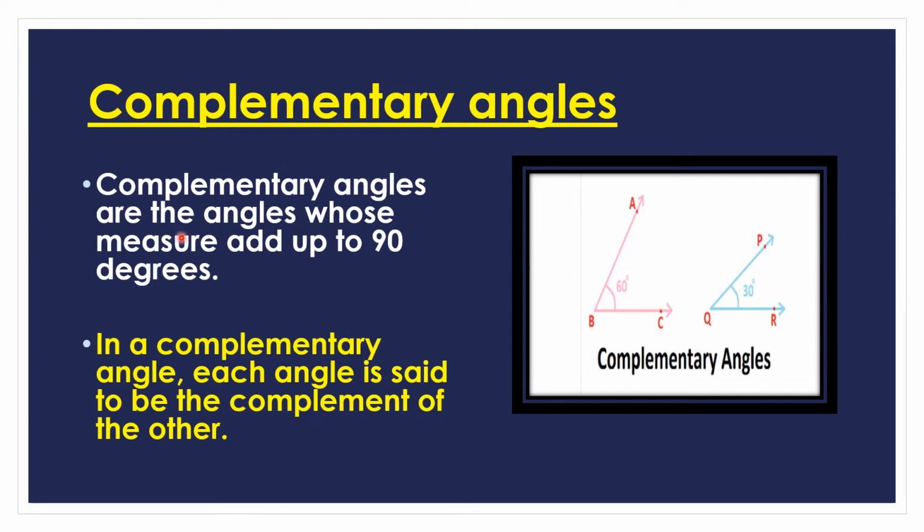Well, complementary angles are the angles whose measures add up to 90 degrees. Yes, their measures add up to 90 degrees. This is something which you have to learn, that their measures add up to 90 degrees. And in complementary angles, each angle is said to be the complement of the other. This is called complementary angles, where the sum adds up to 90 degrees.